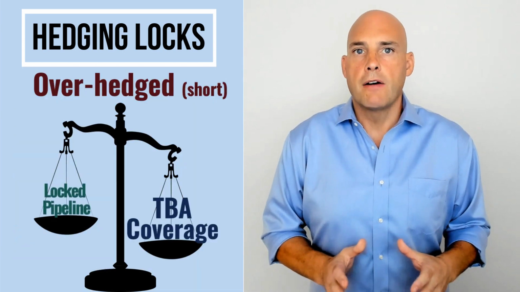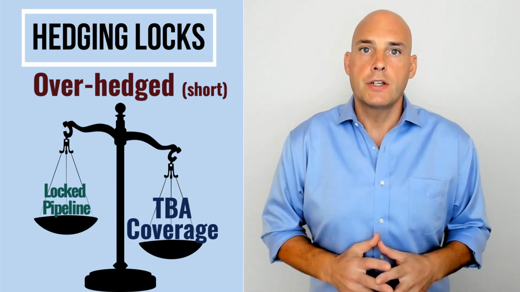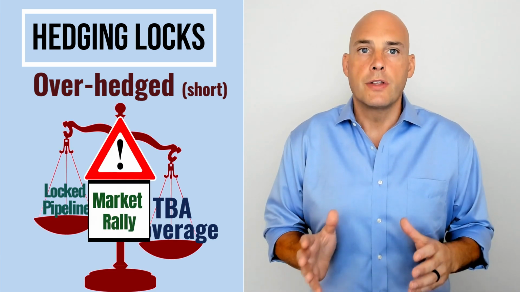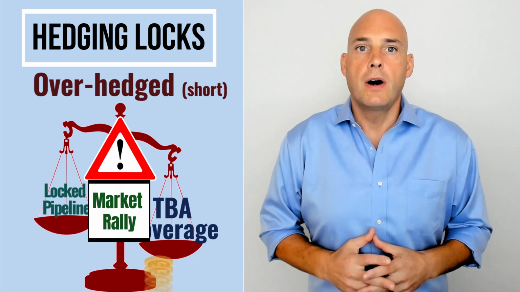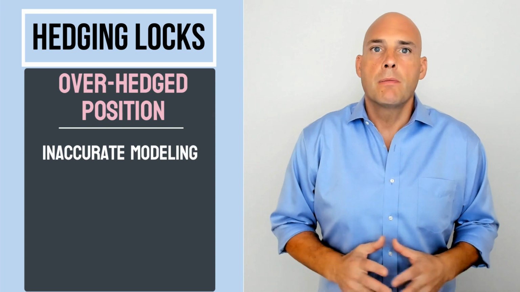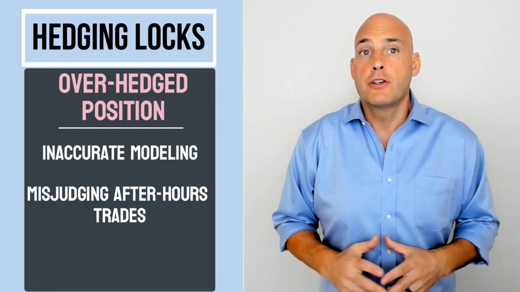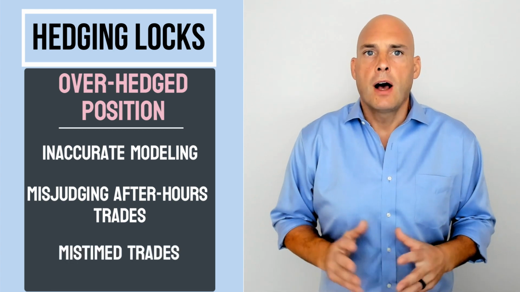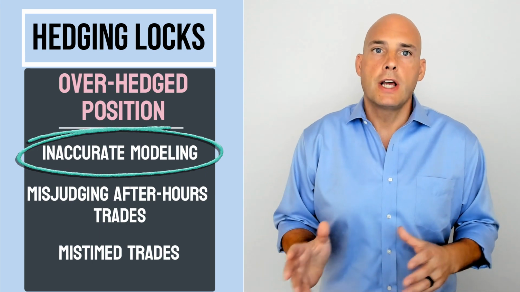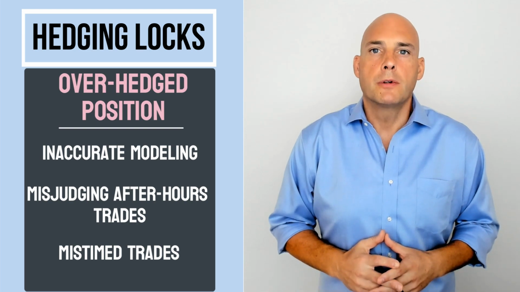When more TBA coverage is applied than is needed to balance the lock pipeline, it leads to an overhedged or short position. Remember, when the market rallies, the short TBA position loses money, so this extra hedge coverage will likely lead to financial loss. Some things that can contribute to an overhedged position include inaccurate modeling inputs and/or outputs, misjudging after-hour lock volume when placing end-of-day trades, and mistimed trades. Of these, sales teams can most directly impact modeling inputs related to pull-through, renegotiations, and stale data, so we're going to focus on these. Let's use a non-mortgage example.